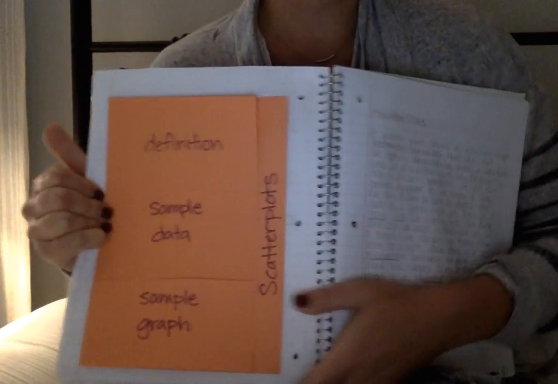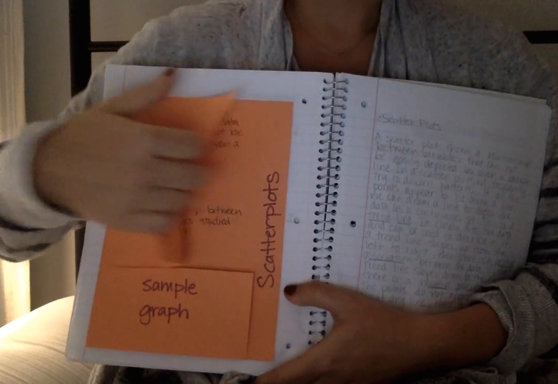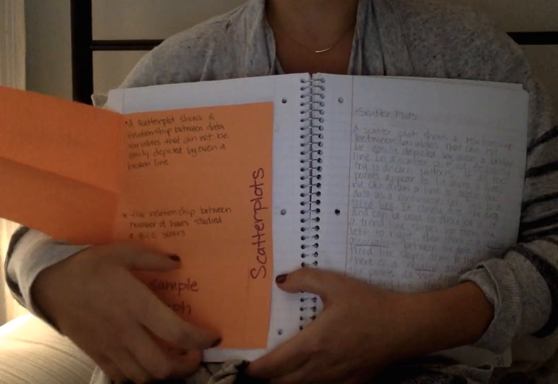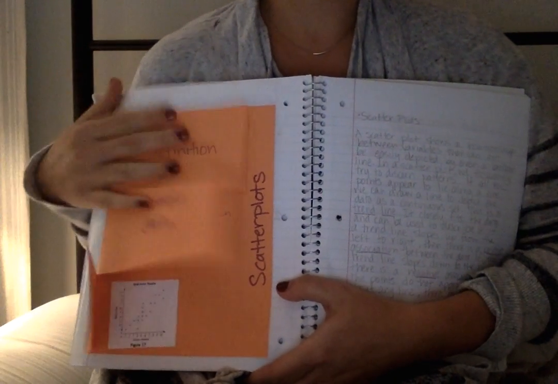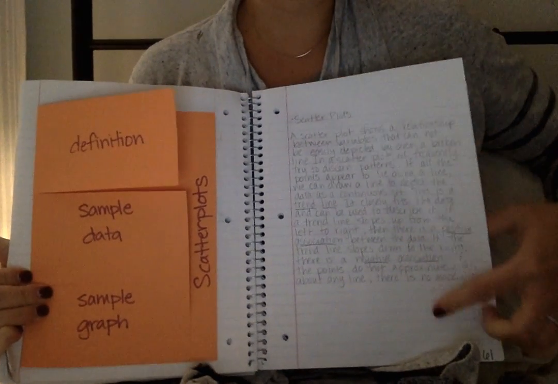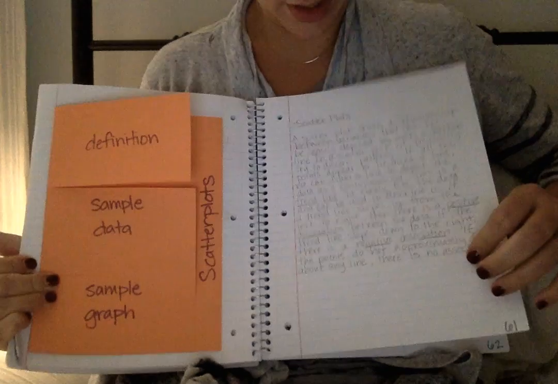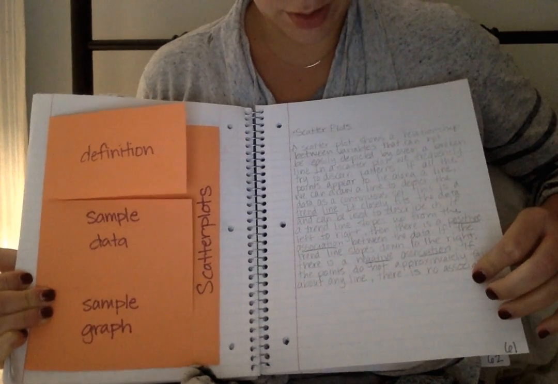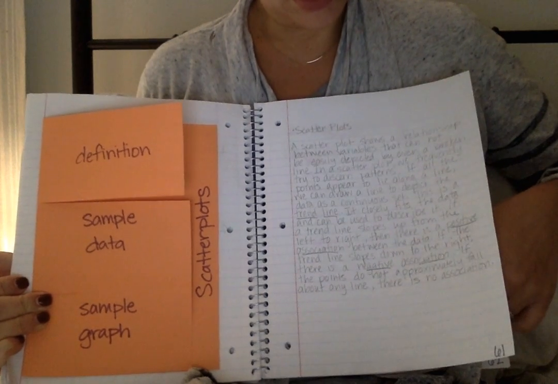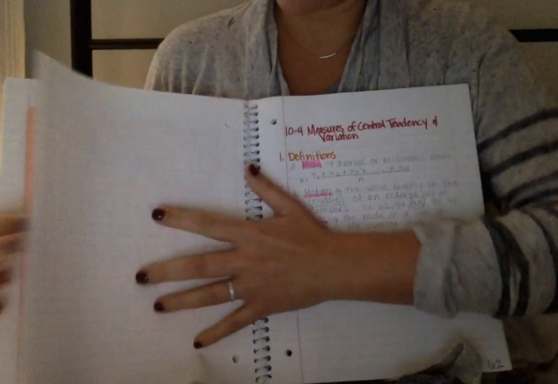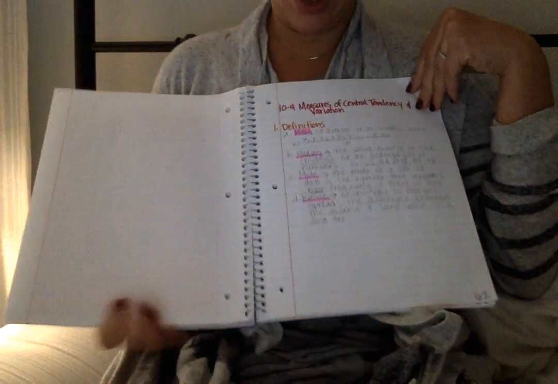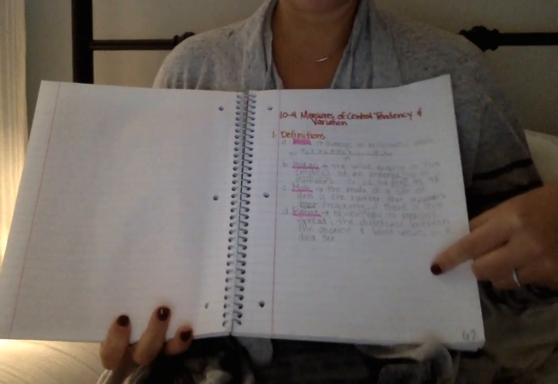Scatter plots. Description of scatter plots and definitions, trend line, association, positive association, negative association. 10.4, measures of central tendency and variation, the definitions.